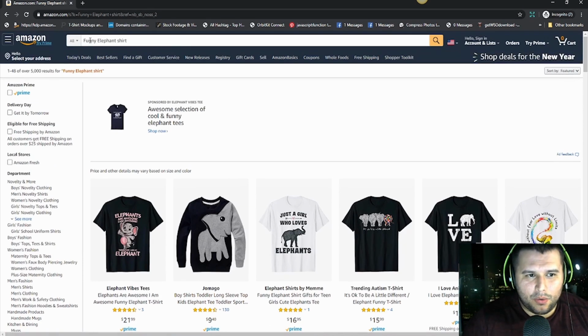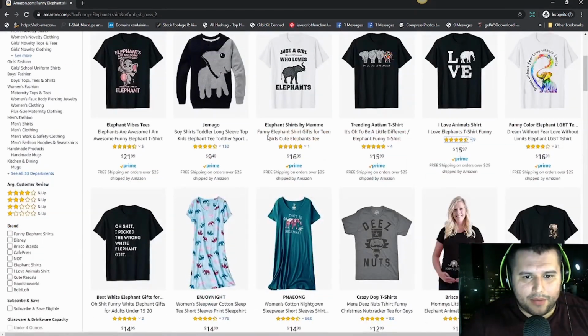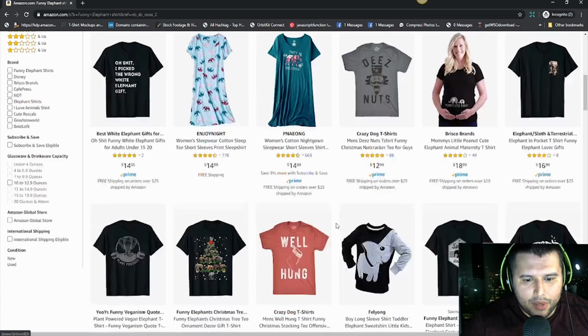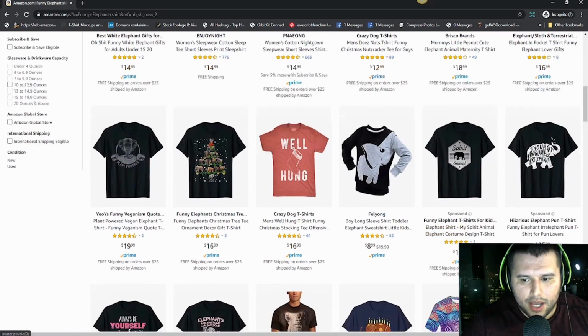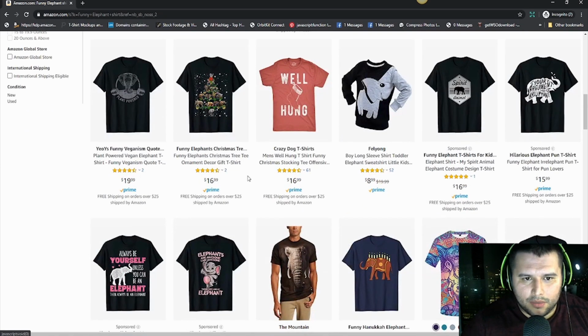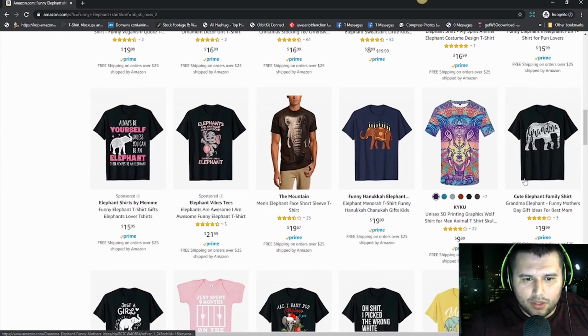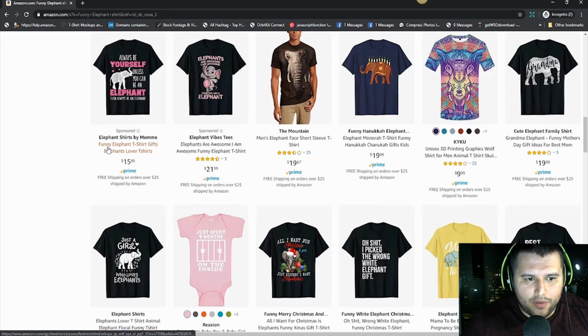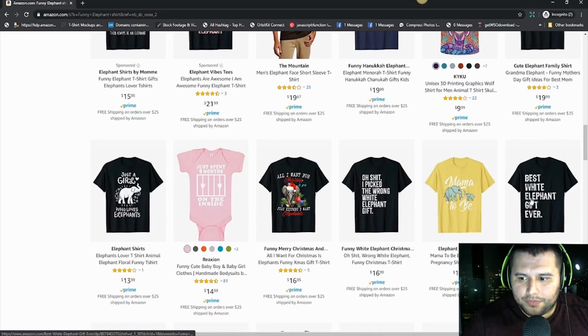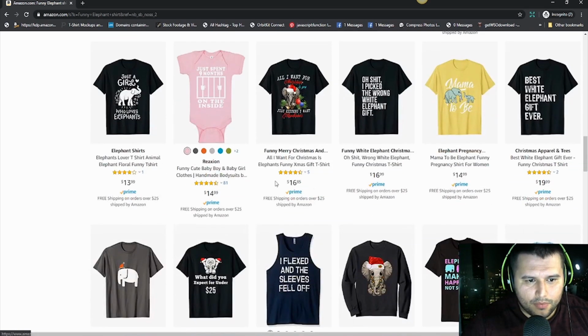So this is what I mean right here. Funny elephant shirt. This is an example, and you can see how this exact phrase is right here in this title. Not all of them are going to be the same, but if you have funny in your title, for the most part, it's going to pop up. I just want you guys to understand this. This is funny elephant t-shirt, but as you can see how this is right here. Elephant lover t-shirt, funny t-shirt.